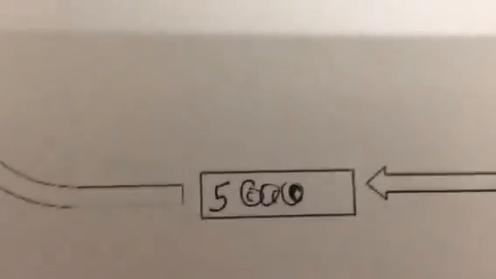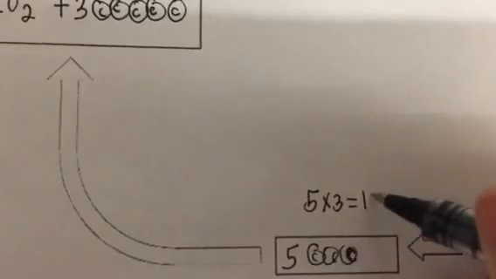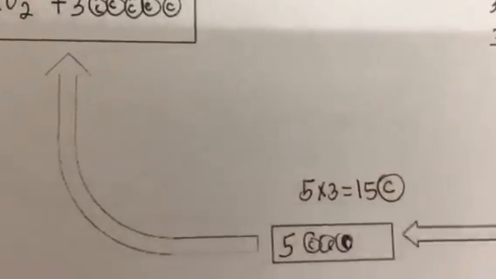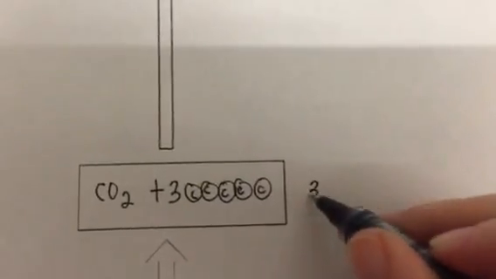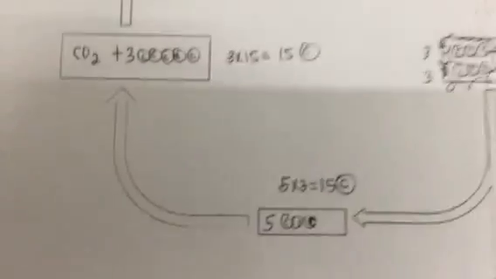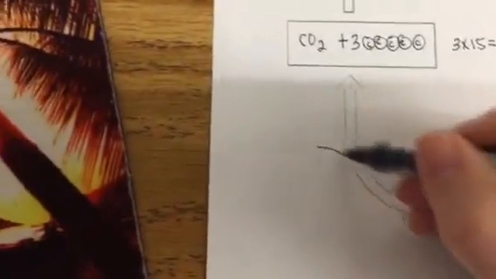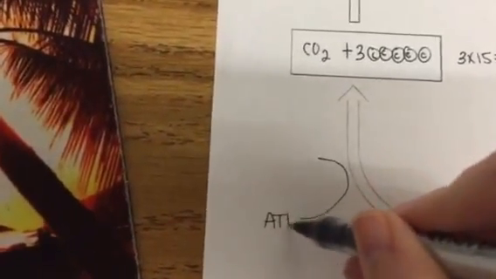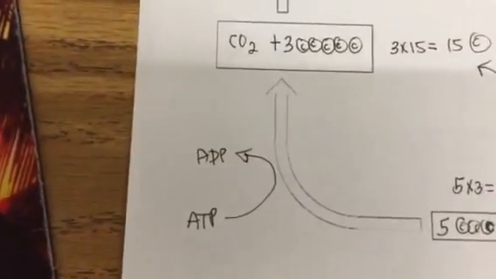So we have 5 3-carbon molecules. So 5 times 3 gives you 15. There were 15 carbon atoms present. If we look over here, we have 3 5-carbon molecules. And 3 times 5 gives you 15. So we didn't lose anything. It's all still there. It just got rearranged, and the molecule that helped to rearrange it was ATP. And convert that to ADP, harvest the energy.